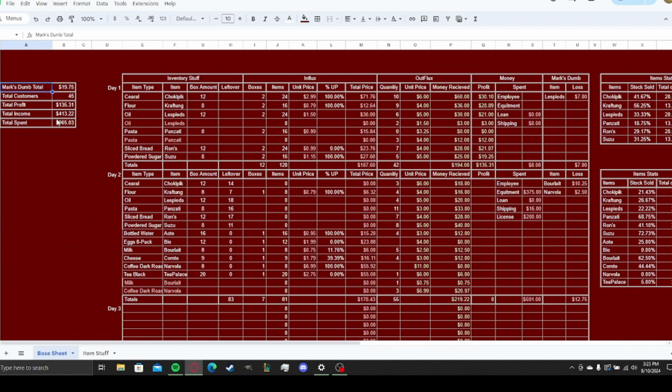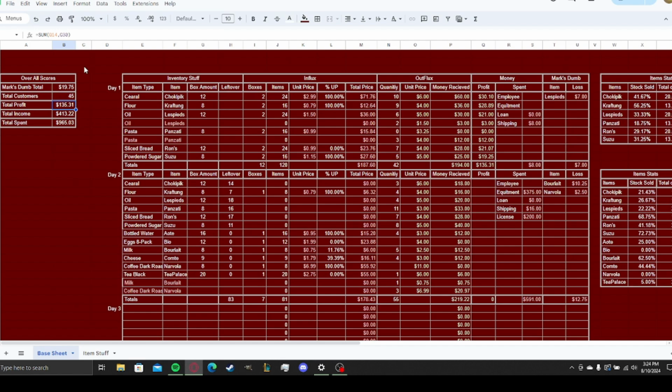Oh, there's also going to be another category up here, which I guess I could give a header to, shouldn't I? Let's see. For all scores. Let's just call it that. Those are his overall scores on some of his categories. So like Mark's dumb total, almost $20 he's lost for forgetting to change prices. Total amount of customers, 45 between 2 days.